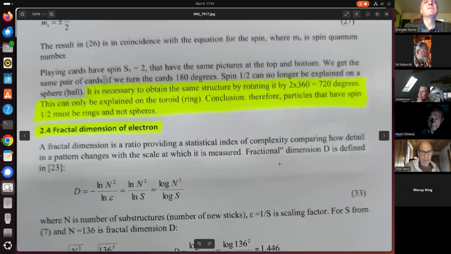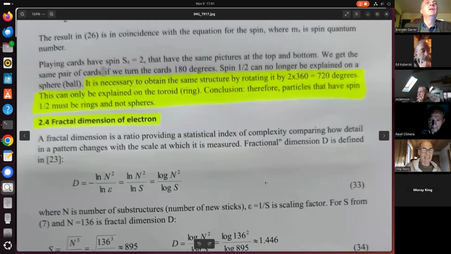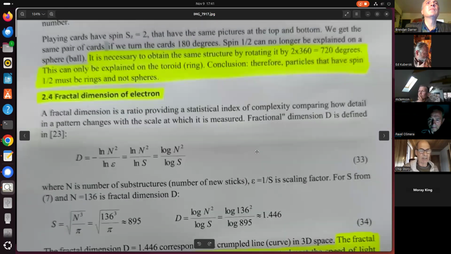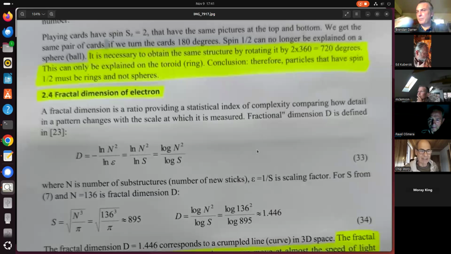Spin 1/2 can no longer be explained on a sphere or a ball. It is necessary, emphasized in yellow, to obtain the same structure by rotating it by 720 degrees. This can only be explained on the toroid ring. Conclusion, therefore: particles that have spin 1/2 must be rings and not spheres. That is incredible insight, Pavel. I really like it.